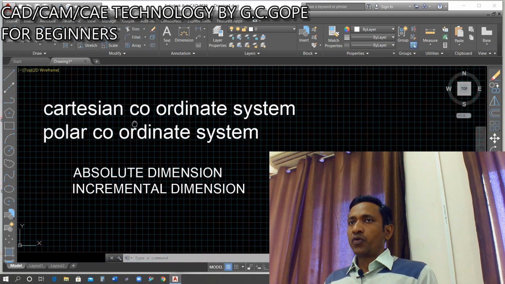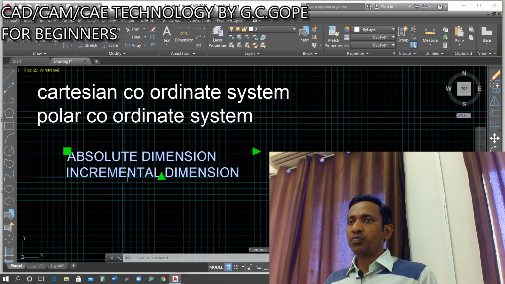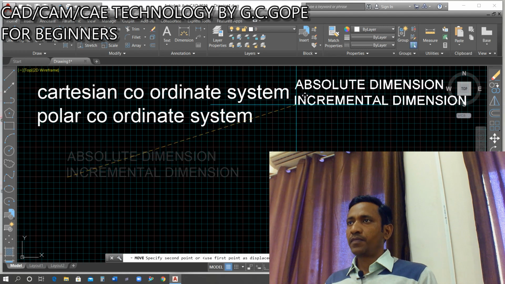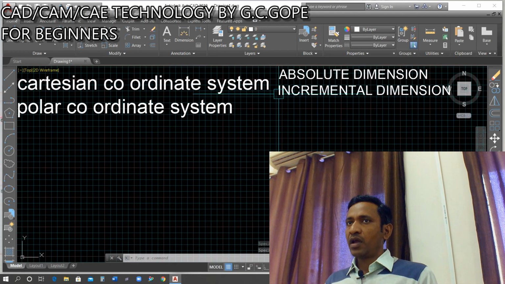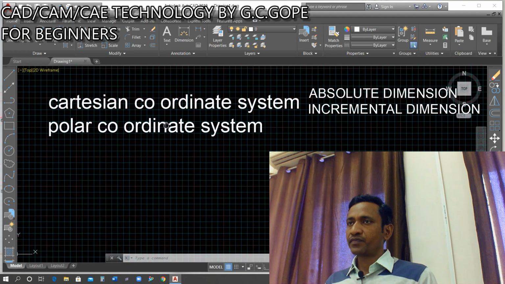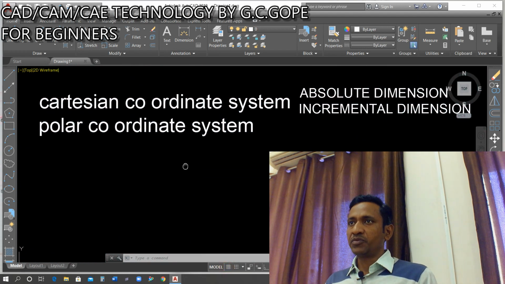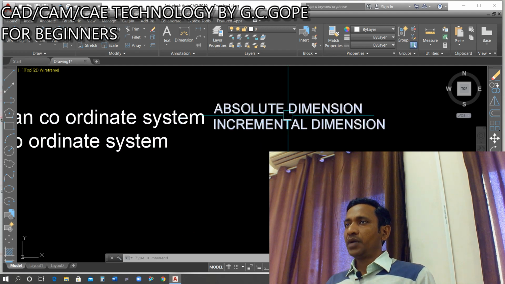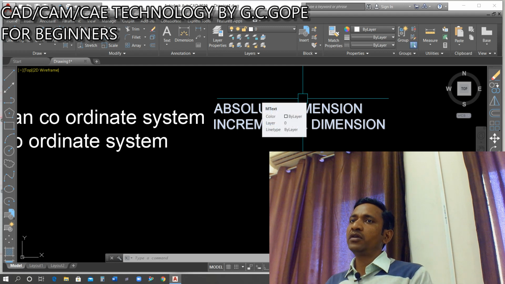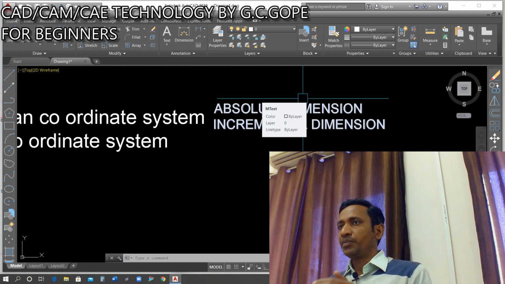So where we will use, so these both will use for Cartesian coordinate system and polar is individual for themselves. Now we can think about absolute dimension. Where will we use absolute dimension? As I told you, under Cartesian coordinate system we use absolute dimension and incremental dimension, and polar dimension is separate.